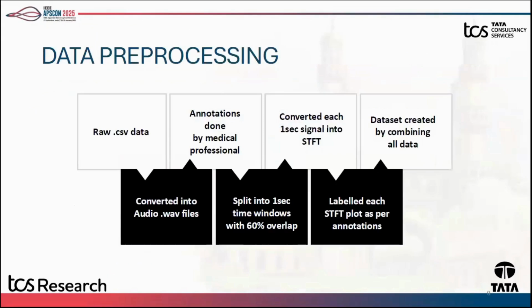After collecting all this data, we did some pre-processing before feeding it to the CNN model. As I mentioned, the data set is in CSV format. We have one column of ADC values for the Korotkoff sound and another column for the timestamp. First, we convert this raw CSV data into an audio .wav file using a Python library.